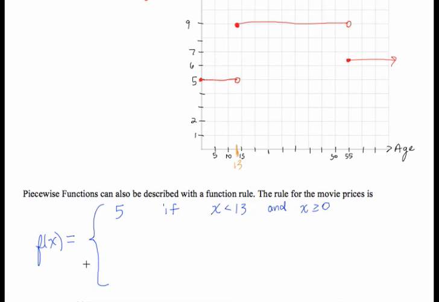And next, y all of a sudden changes to 9 if x is between 13 and 55. So you say f of x equals 9 if x is greater than or equal to 13 and x is strictly less than 55, because the second you turn 55, y is equal to 6.50.